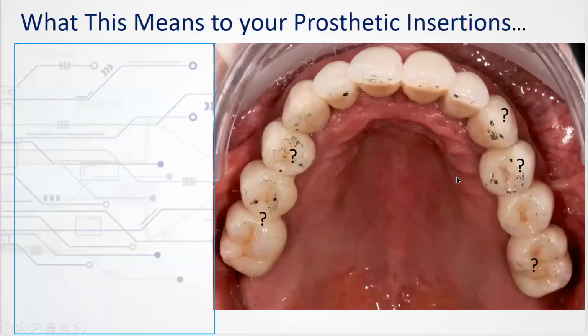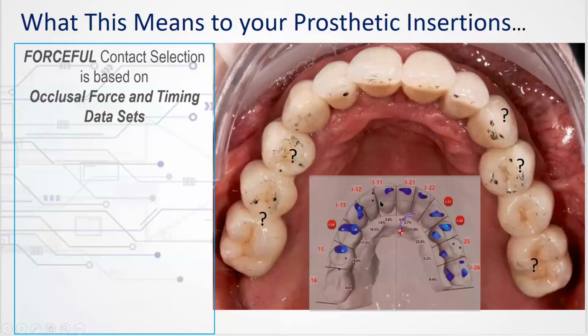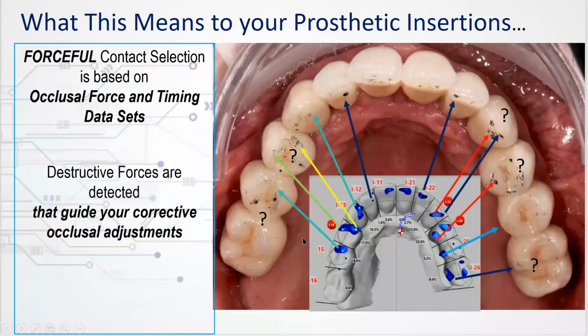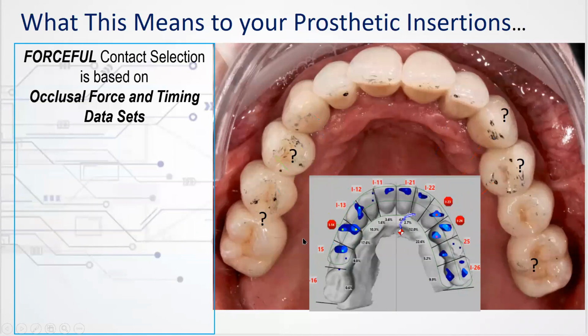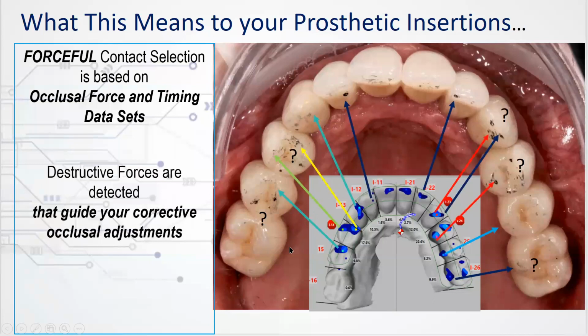And what this means to you prosthetically is, instead of trying to interpret these marks subjectively, like what does all of this mean, you use force and timing data sets to guide which contacts you're going to adjust. And this is a really good example of how, whoops, let me go back, how misleading the paper marks can be. So here you have a very large dark mark, and it's actually a very low force.